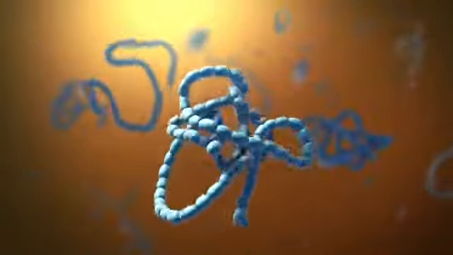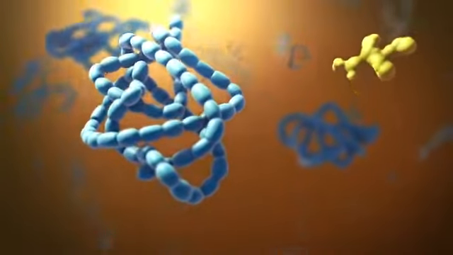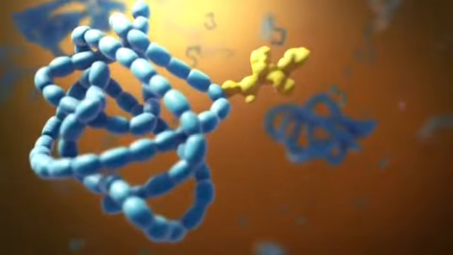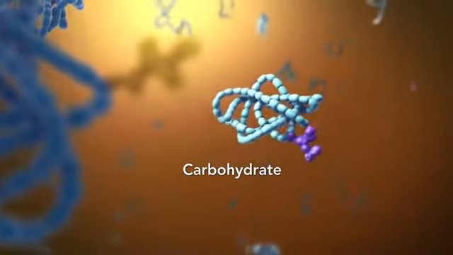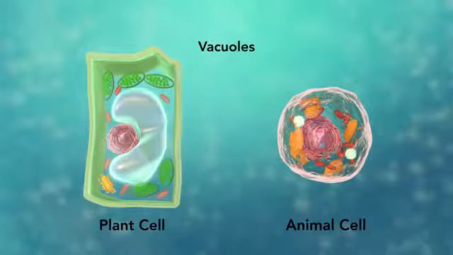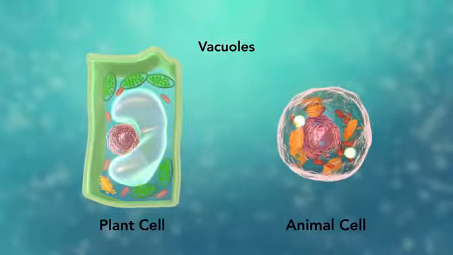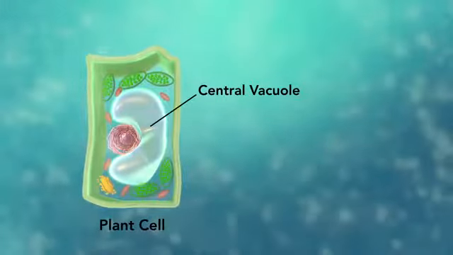The Golgi body does this by folding the proteins into usable shapes, or adding other materials onto them, such as lipids or carbohydrates. Vacuoles are sac-like structures that store different materials. Here, in this plant cell, the central vacuole stores water.